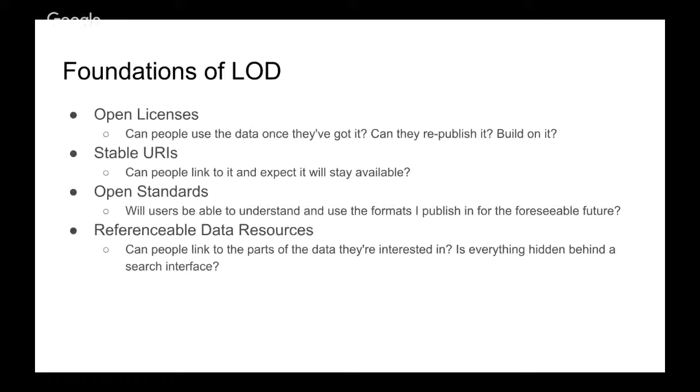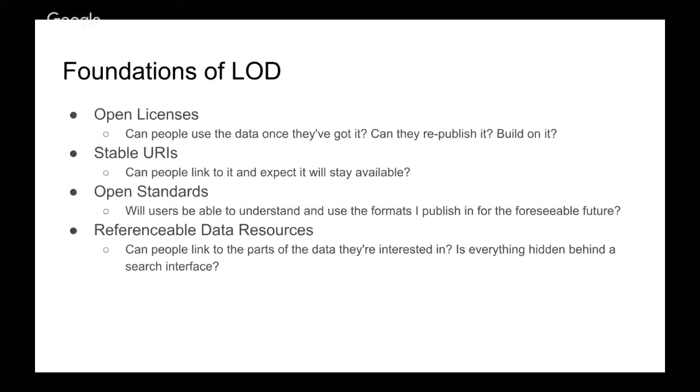So the foundations of linked open data are essentially openness, right? So open licenses. Can people use the data once they've got it? Can they take it and republish it? Can they take it and reuse it, make it better, add more stuff to it, annotate it, and use it for their own purposes? We want to have stable URLs for these things. So can people link to your information and expect that that link will still work in 5, 10, 15, 20 years?